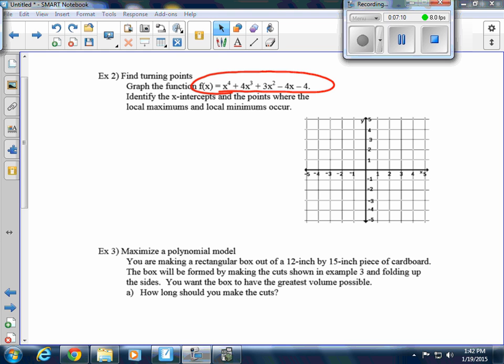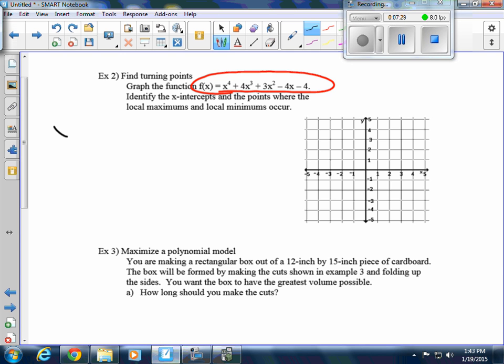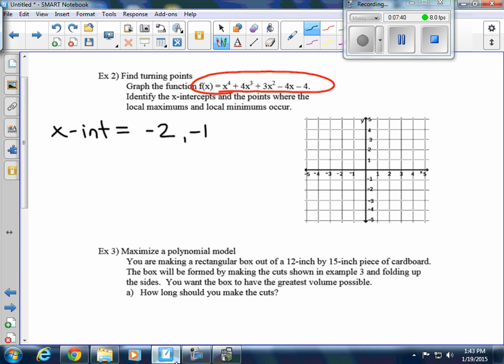All right, so if we graph these on our graphing calculator, here is the graph that we would get. Now, if we look at this, we can tell from our graph that our x-intercepts occur at -2, -1, and 1. So those are the first things that we're going to look at, the x-intercepts. They ask us for those. So the x-intercepts are at -2, -1, and +1.